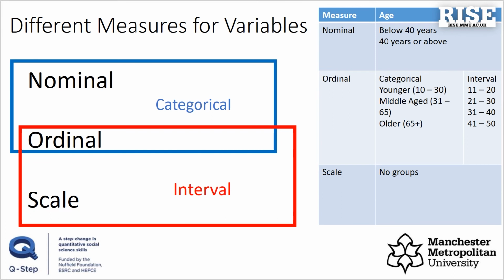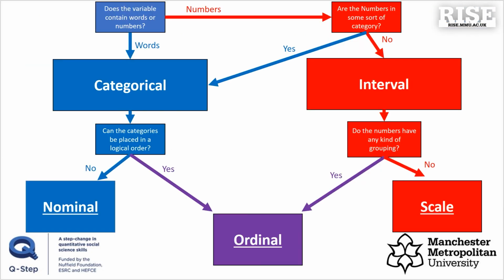And scale, there are no groups. So scale is the most common example of numerical data, where the raw value is what is being interpreted, meaning we have no categories. If that is starting to help, take a look at this resource, because what this is doing is helping you figure out what measurement your variable is by going through this particular flow chart. And hopefully, by going through this process here, you will start to identify what type of measures you are working with.